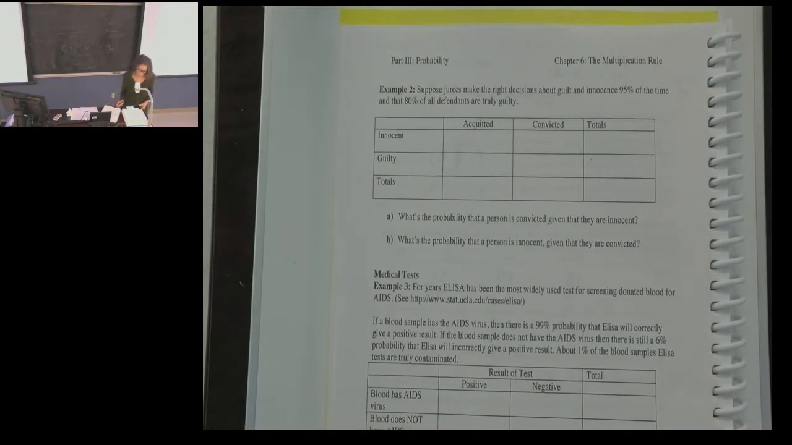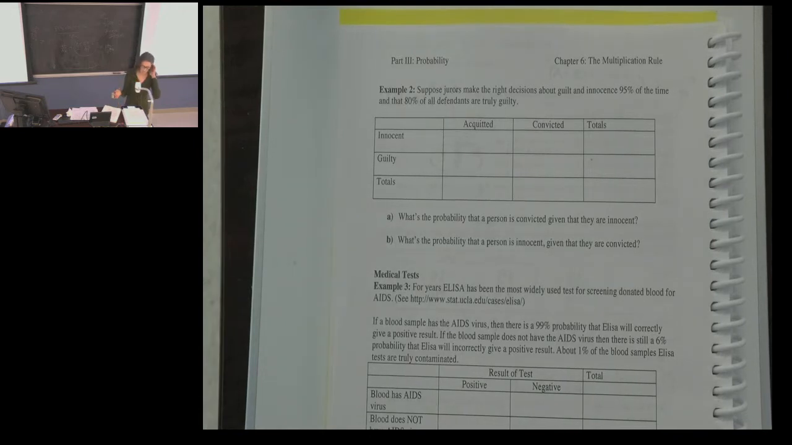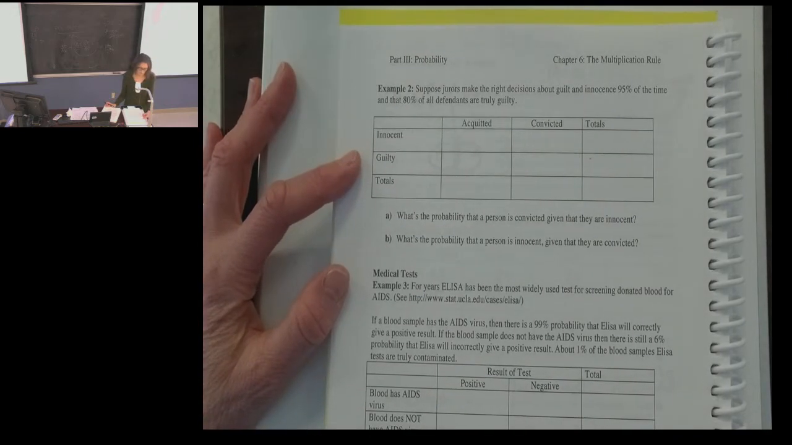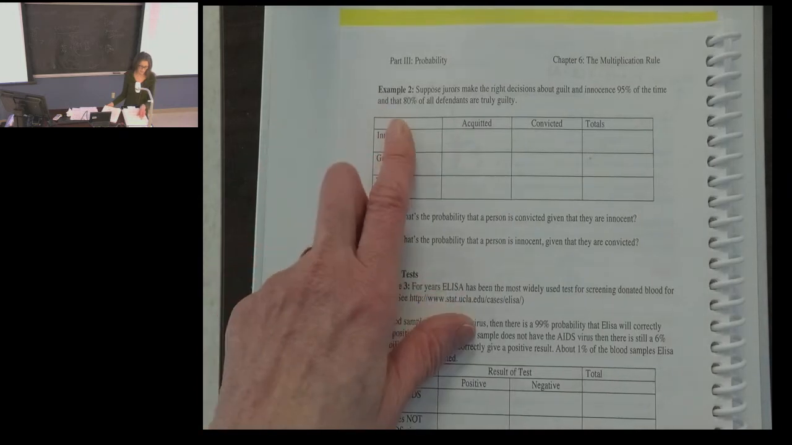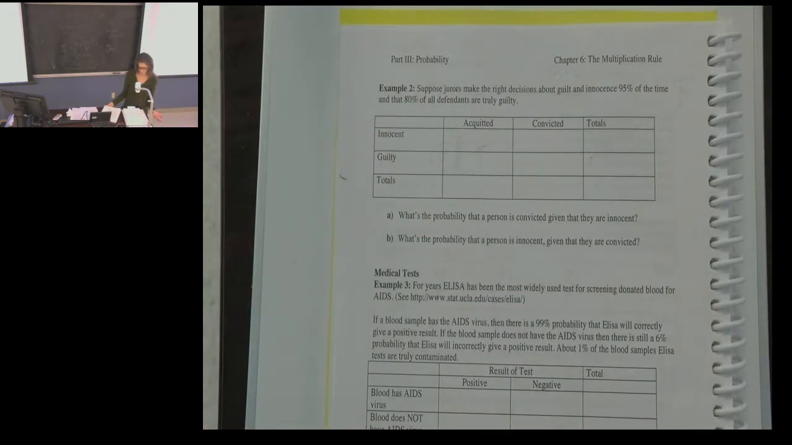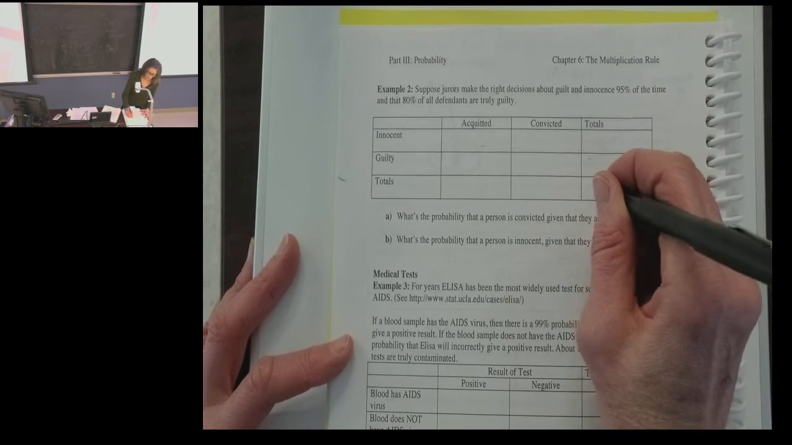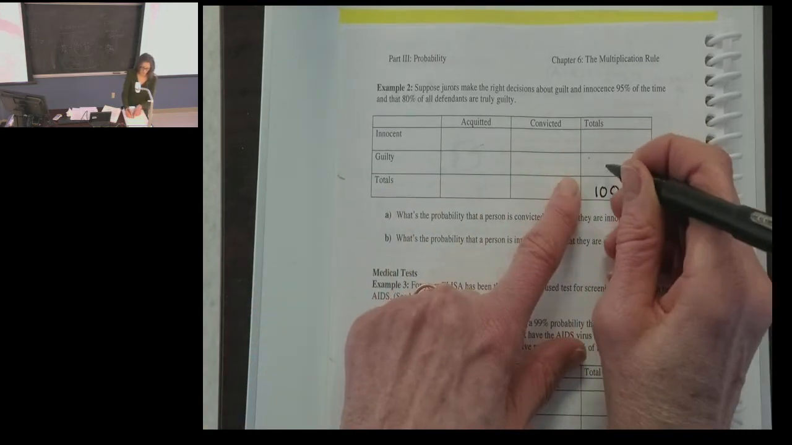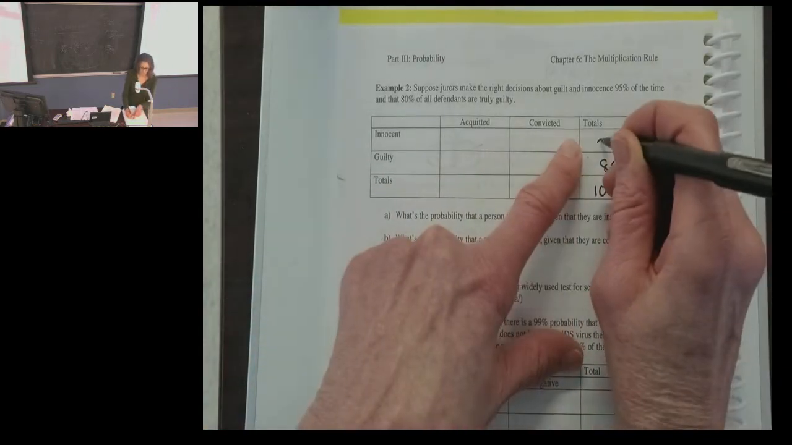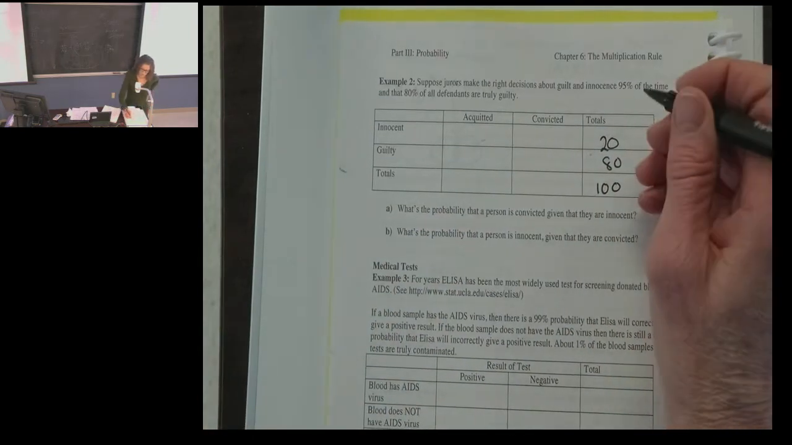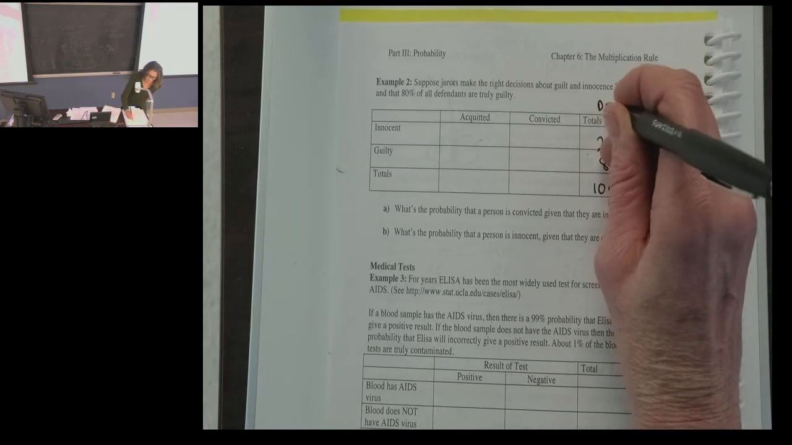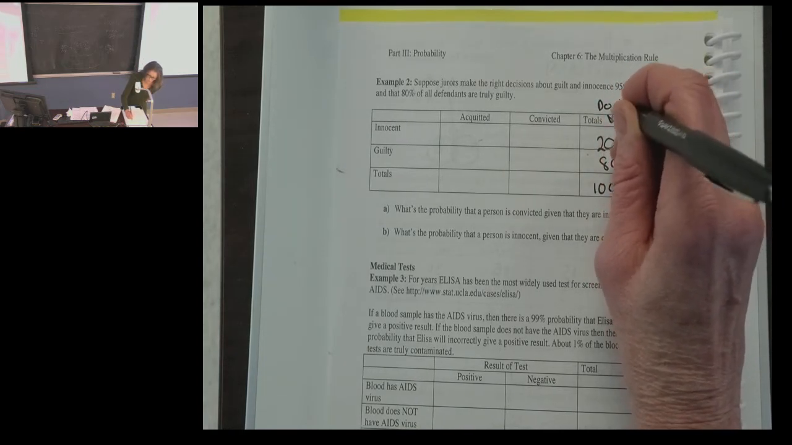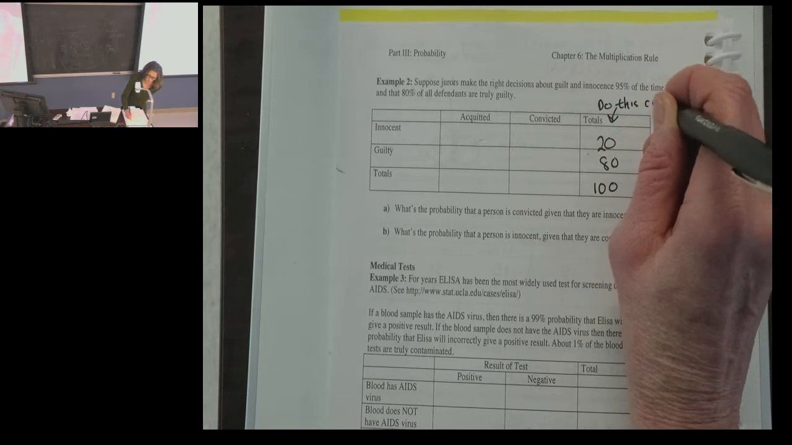So now we're looking here, and we're saying, suppose jurors make the right decision about guilt and innocence 95% of the time, and that 80% of all defendants are truly guilty. So let's say we have 100 defendants. 80 of them are truly guilty. That means 20 of them are innocent. In doing this, I would suggest you do this column first. Get the totals first, if you're going to do a problem like this.